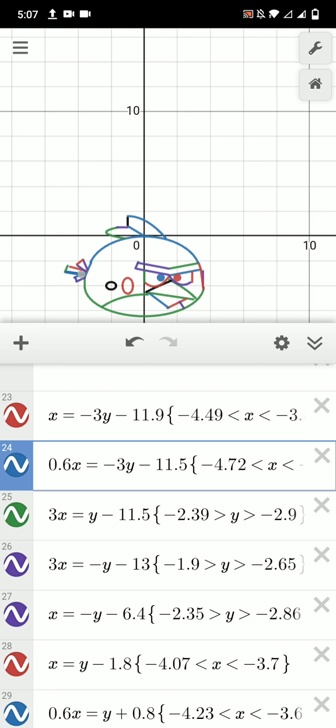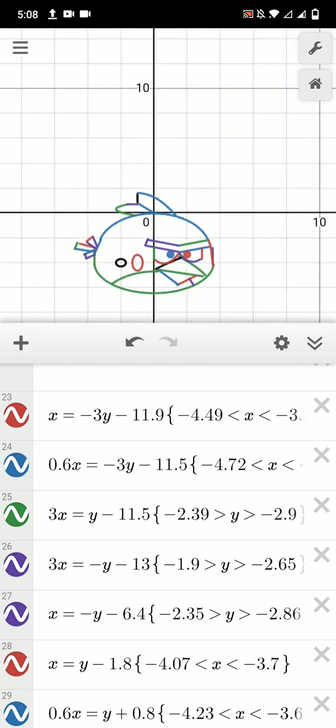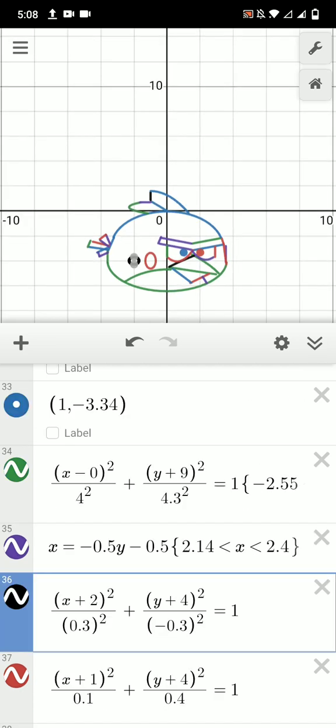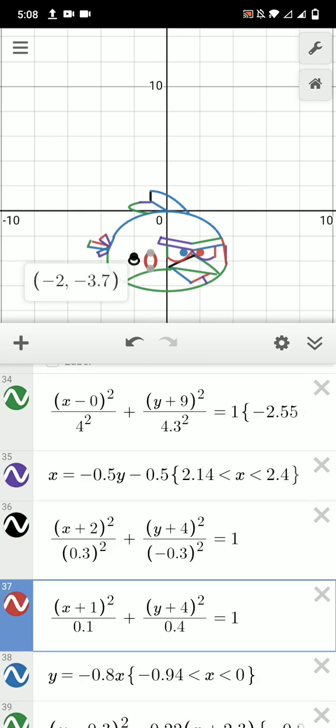Now let's go on to the inner part of my Angry Bird. This is an ellipse with this equation: (x + 2)^2 / 0.3^2 + (y + 4)^2 / 0.3^2 = 1. And this one here, the bigger ellipse, is a vertical ellipse with the function (x + 1)^2 / 0.1 + (y + 4)^2 / 0.4 = 1.